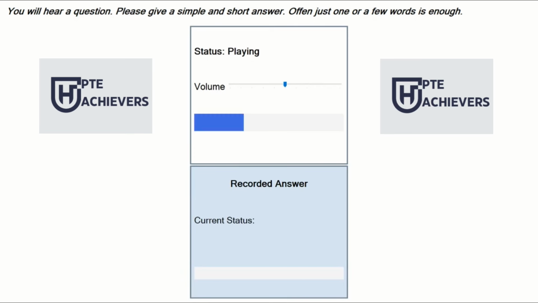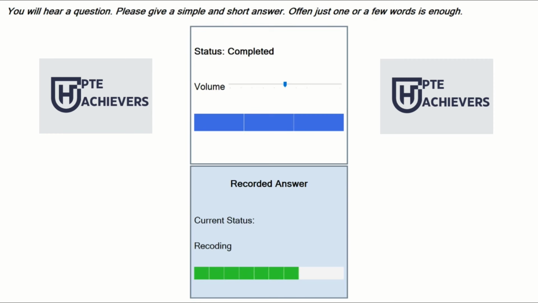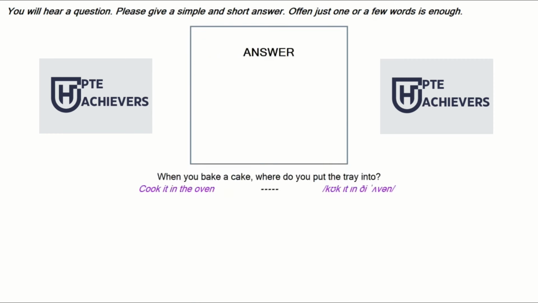When you bake a cake, where do you put the tray into? Cook it in the oven.